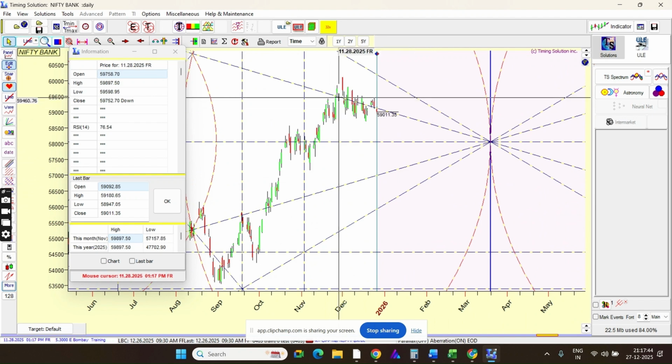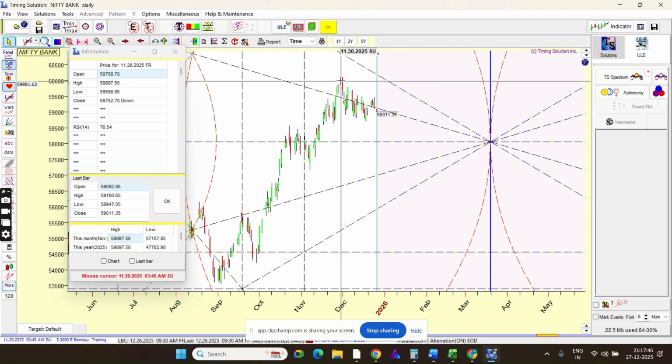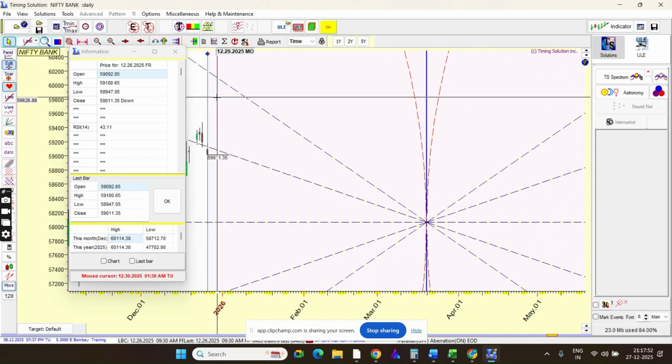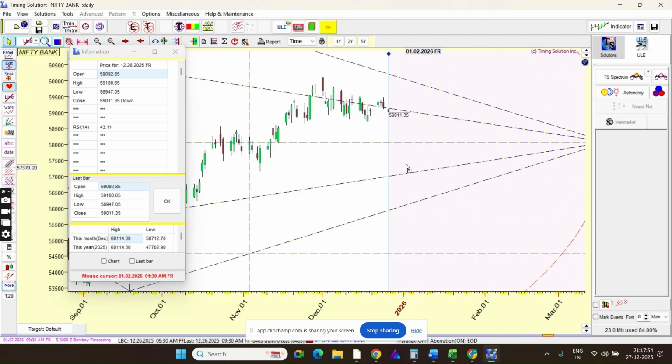We are trying to close above this angle, but we are failing to make a significant close above it. If we fall below this, then we could be dropping to this 58,000 major level again. We are at the start of 2026, so if this fall continues below this angle, we could take support around the 58,000 level.